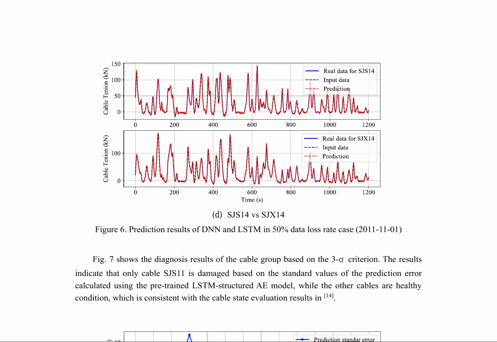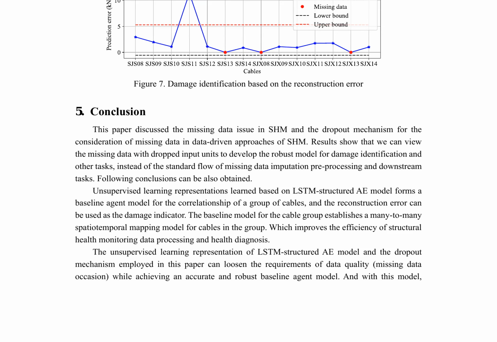Figure 7 provides the damage identification results based on the reconstruction error, indicating that only cable SJS11 is damaged according to the standard values of the prediction error calculated using the pre-trained LSTM structured A model. This is consistent with the cable state evaluation results in the literature.